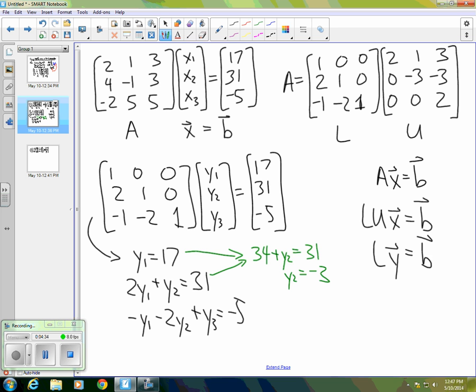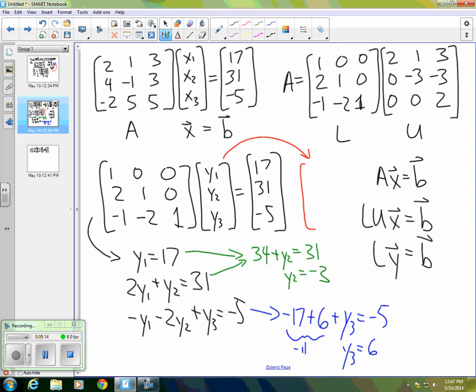If we then substitute those two values into the last equation, we have -y1, so -17, minus 2y2, but y2 is -3, so that becomes +6, plus y3 equals -5. On the left-hand side, the -17 and the 6 become -11. We add 11 to both sides, and we get that y3 equals 6. So our vector y is: y1 is 17, y2 is -3, and y3 is 6. We found y, and on the next slide we'll see how to find x, which is our ultimate goal.